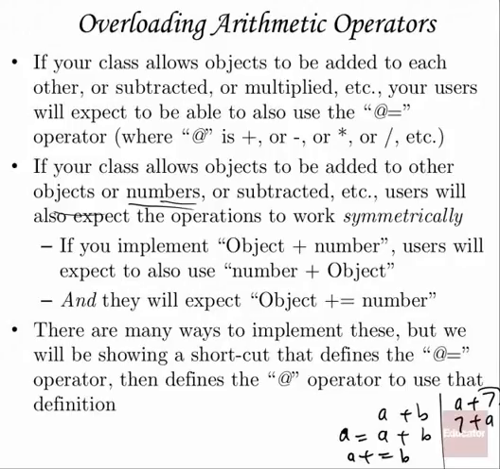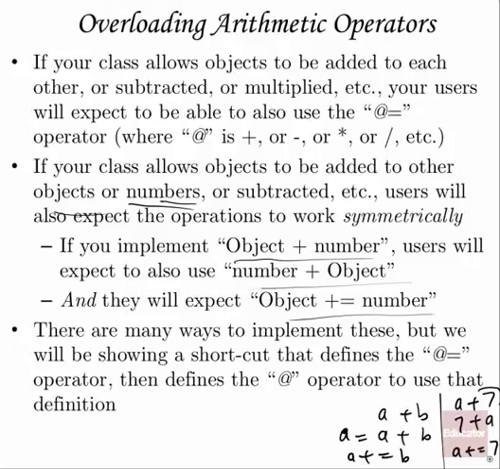So if you implement object plus number, your users are going to expect to also do number plus object. And they're going to expect object plus equals number. So they're going to want to say a plus equals 7, which is the same thing as a equals a plus 7, which means you've got to implement, if you're going to implement one of them, you might as well just implement all of them, because that way you'll make your users happy.